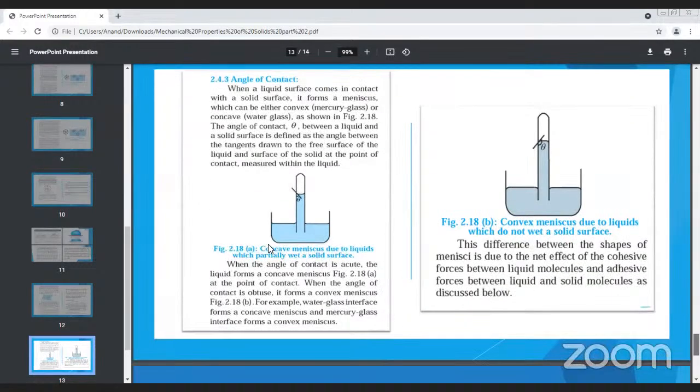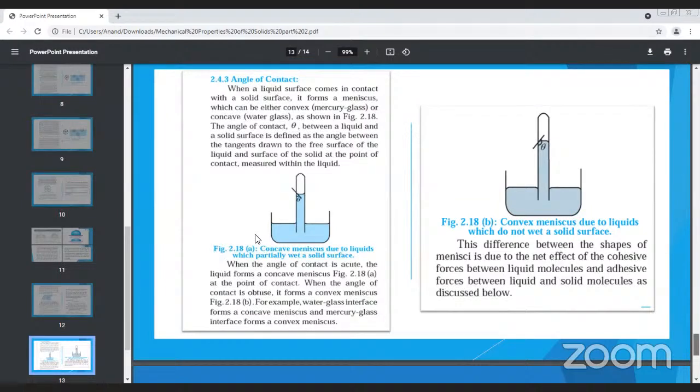See, suppose when angle of contact is acute, कधी असेल when the liquid forms a concave meniscus. Concave meniscus असेल तेव्हा angle of contact is acute. At the point of contact, when the angle of contact is obtuse, it forms a convex. Convex असेल तर obtuse and concave असेल तर acute angle. Therefore, water and glass घेतलं तर concave असणार आहे आणि mercury आणि glass असेल तर convex असणार आहे.